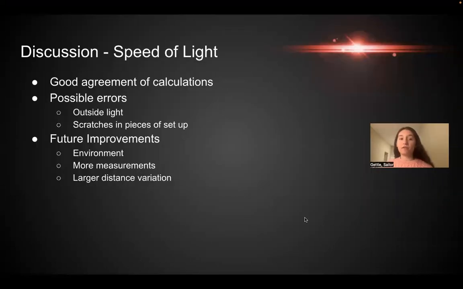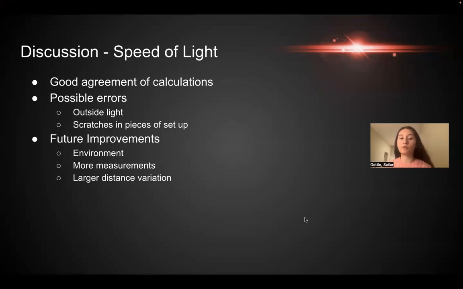So going into these results, we see good agreement of the calculations. All of the experimental speed of light values are within close proximity to one another, but there were some potential errors in this experiment. For example, the experiment was not conducted in a dark room, so there was outside light that could have interfered with the detection of the laser, as well as potentially scratches in pieces of the setup.